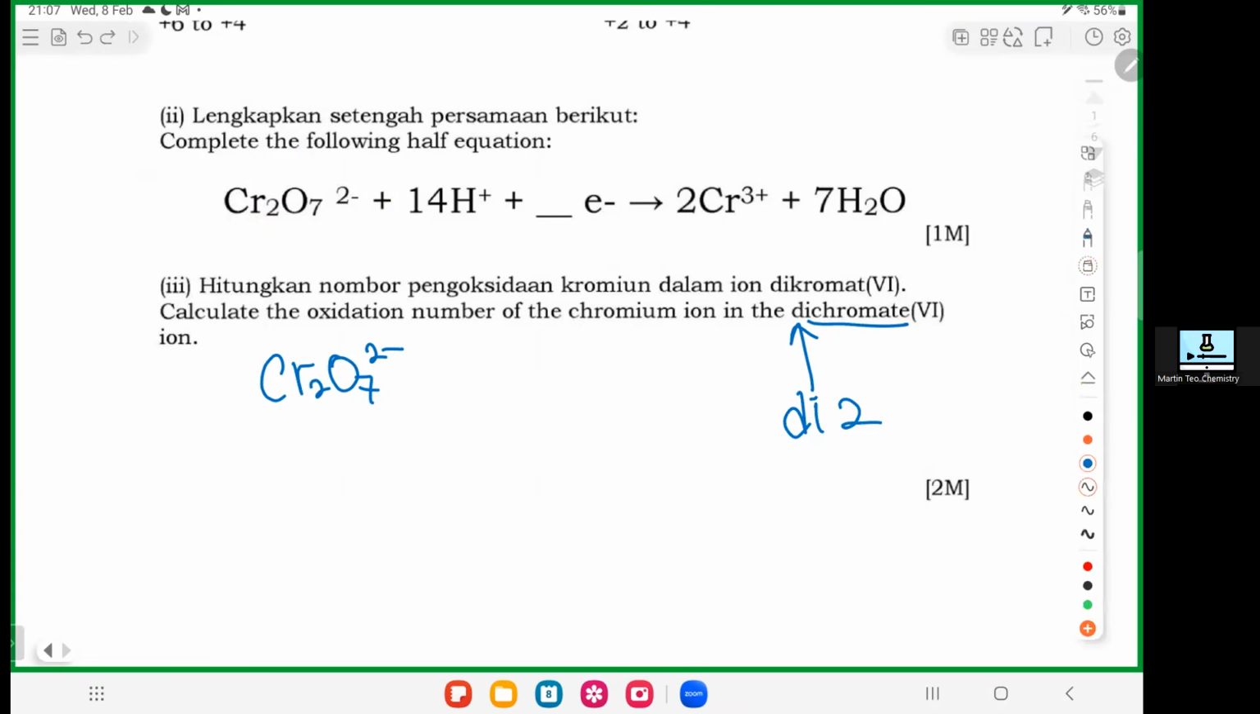So we find the Cr here. Cr you don't know, let it be Cr, or you can call it X also. You have 2 of it. Oxygen, you have 7 of it, which is -2, added together equal to the total charge, which is here -2. Do your mathematics, Cr equals +6.